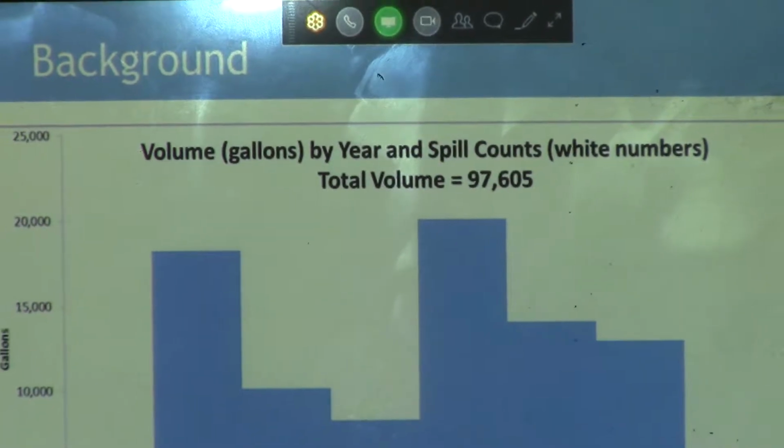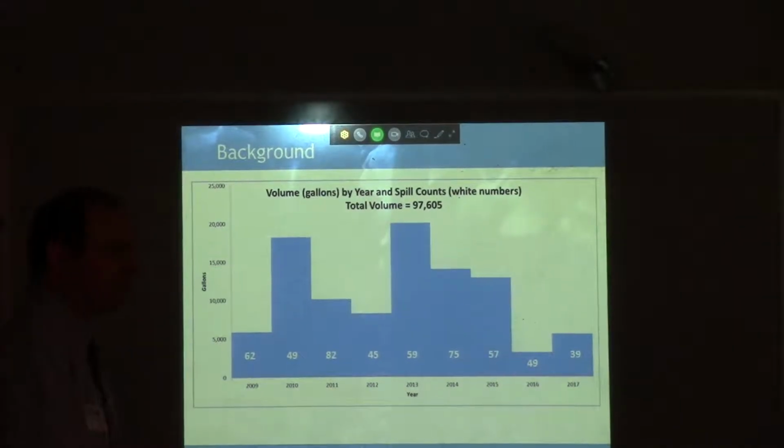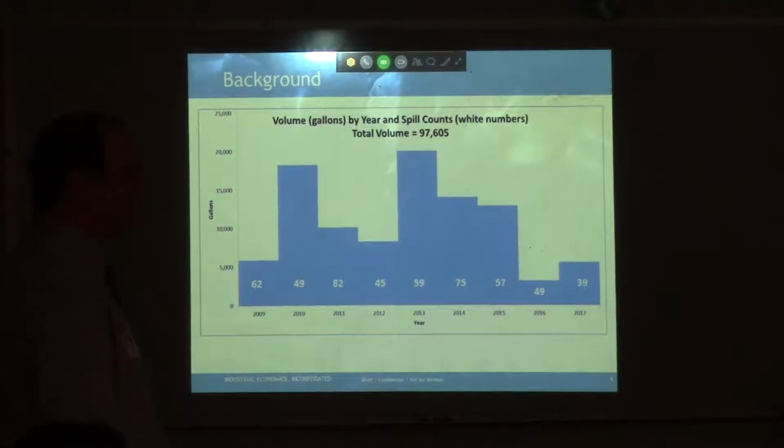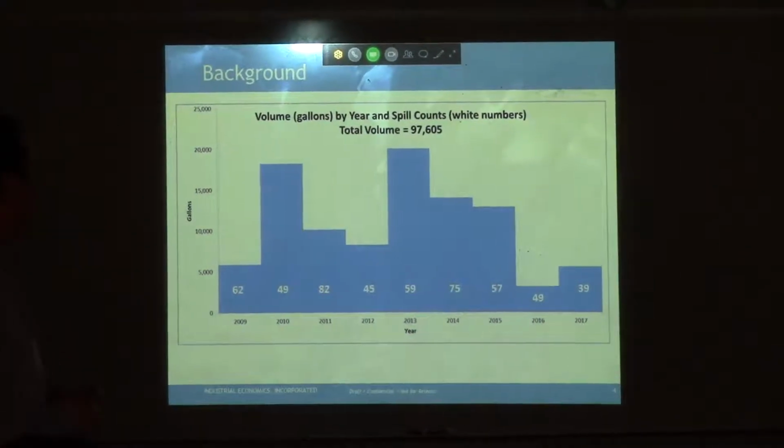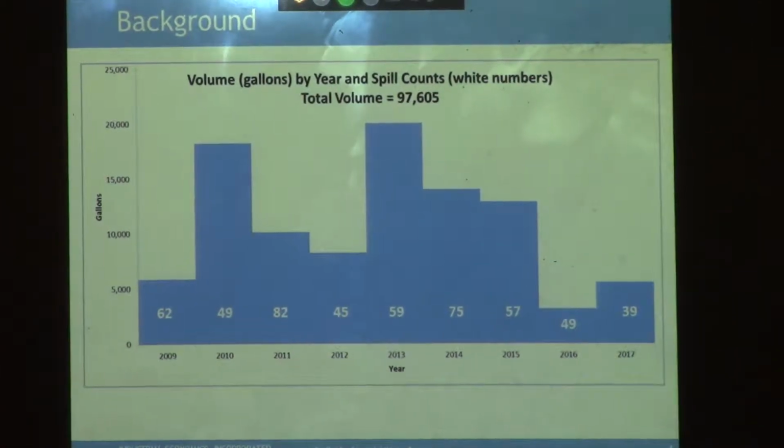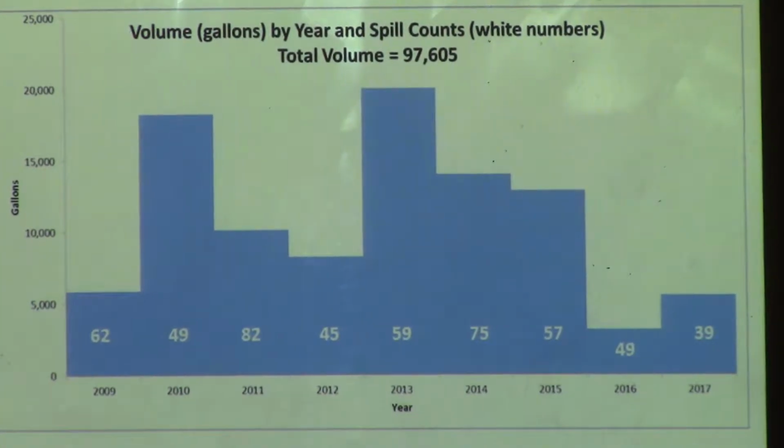All right, so this, Paul sort of stole my punchline here for this slide, but when you add it all up over the years, you get about 97,500 gallons across these 10 to 10,000 gallon spills. And you can see there's a lot of variation from year to year, with volume on the y-axis and year on the x-axis. Some of those higher volume years are due to one large volume spill, and some of the years are due to a lot of smaller volume spills.